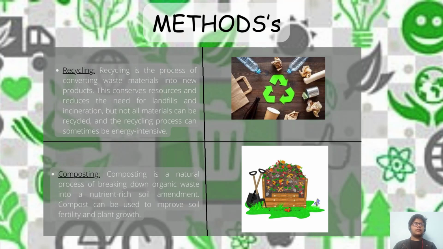Let's see the last method of solid waste management, that is composting. Composting is the process of breaking down organic waste into nutrient rich soil. Compost can be used to improve soil fertility and plant growth. As you know, in India, composting and landfills are the most used solid waste management methods.